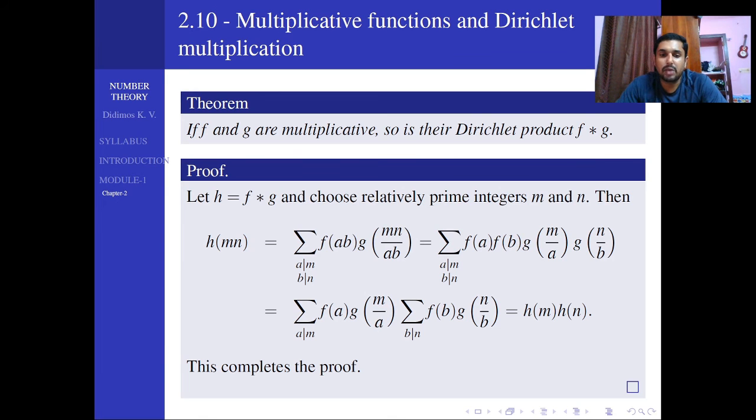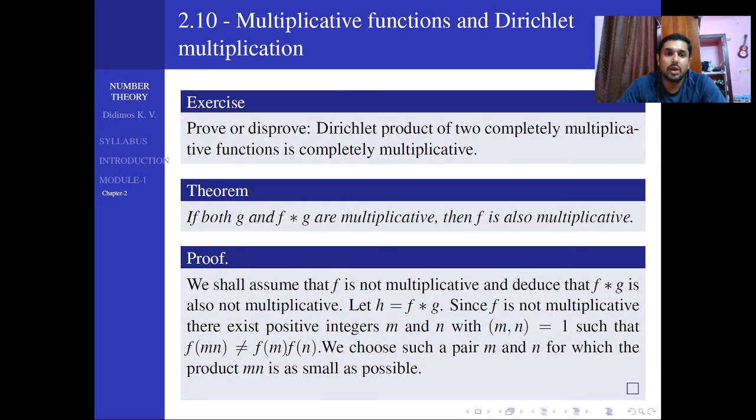So this is the same as sigma a divides m f of a, g of m by a, times sigma b divides n f of b, g of n by b. This is nothing but the term by term multiplication of these two sums. So that is equal to h of m into h of n. This completes the proof. Next, you have an exercise. Prove or disprove: the Dirichlet product of two completely multiplicative functions is completely multiplicative.